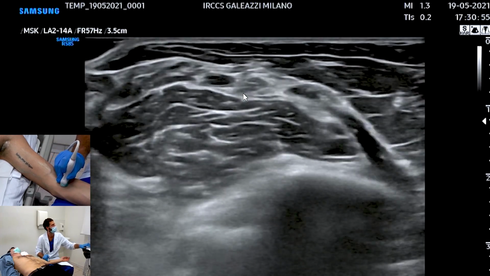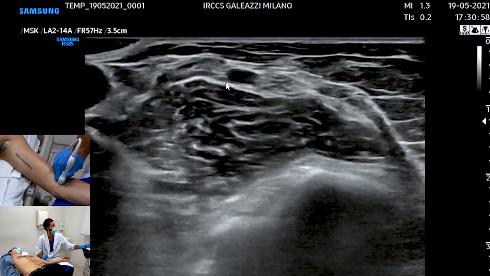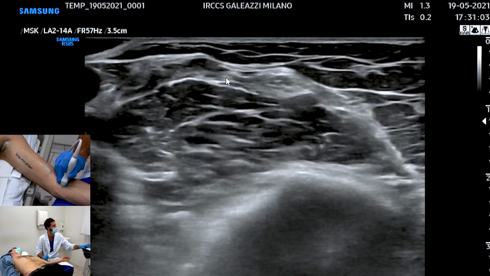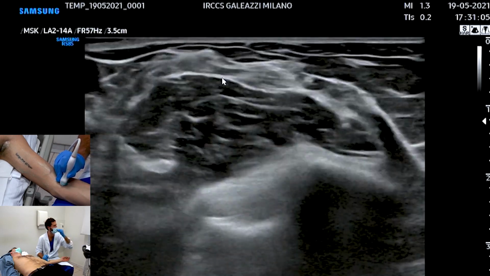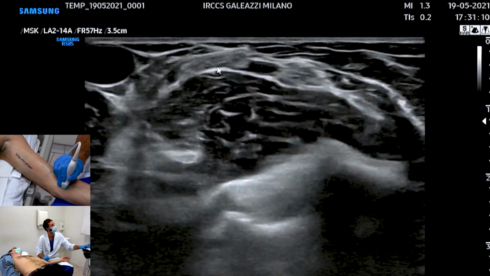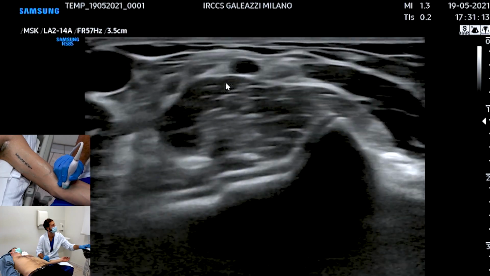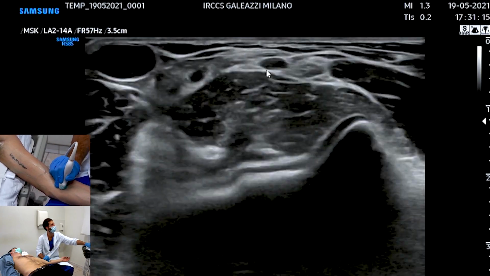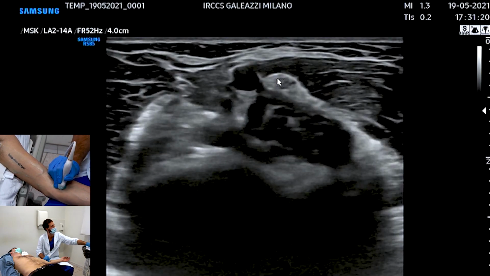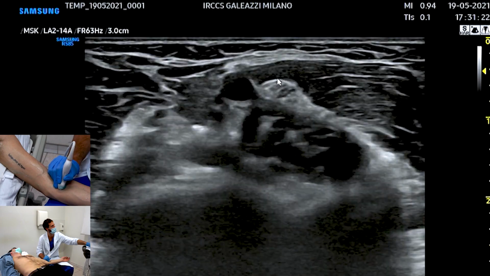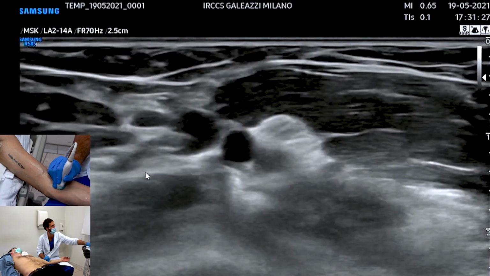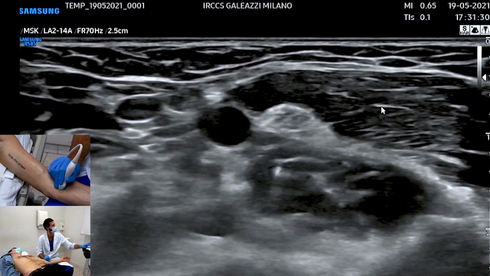Another anatomical landmark at this point is the distal tendon of the biceps muscle, which is located laterally. If we slide the probe distally, we can see the median nerve and the brachial artery becoming deeper, and at this level, these structures are located between the brachialis muscle and the pronator teres muscle.